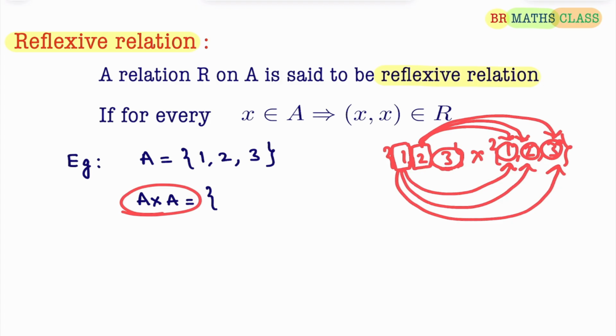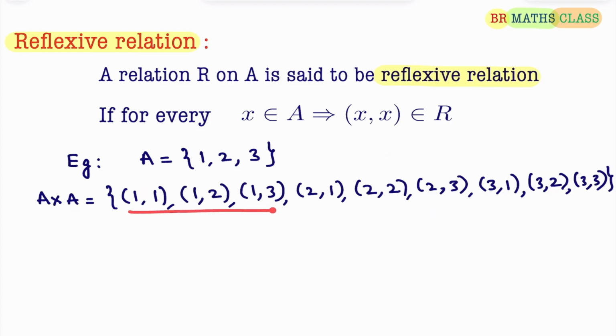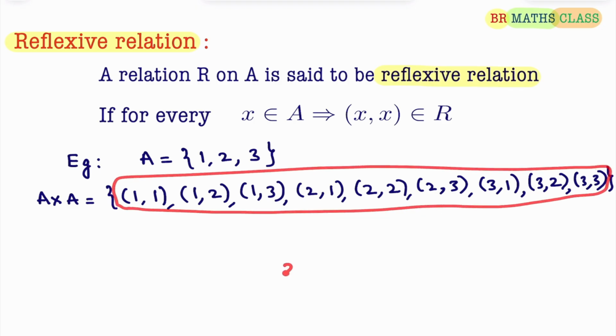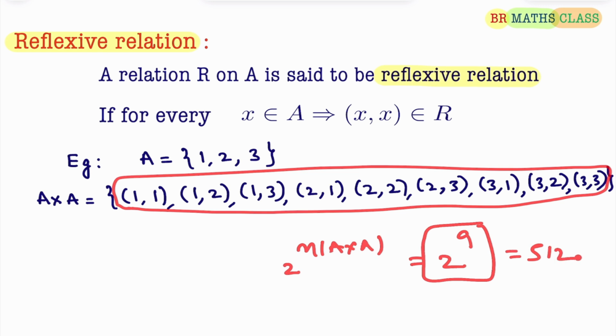So I'll write A cross A now. This is A cross A. See, 1 comma 1, 1 comma 2, 1 comma 3, 2 comma 1, 2 comma 2, 2 comma 3, 3 comma 1, 3 comma 2, 3 comma 3. You must know how to write A cross A. Now, how many relations can I form on set A? The formula is 2 power number of elements in A cross A. That is 2 power 9. So, 2 power 9 means 512 relations we can form.